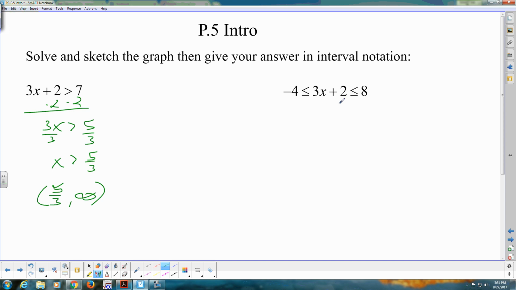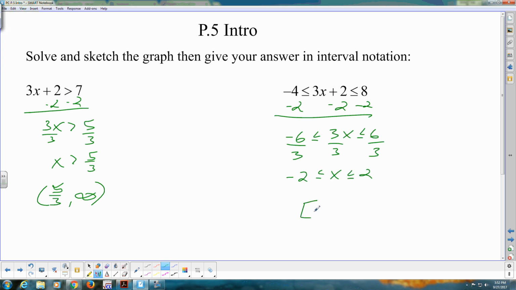When you have a double-sided inequality, you'd start by subtracting 2. So you'd have -6 less than or equal to 3x less than or equal to 6. Then divide everybody by 3. So you'd have -2 less than or equal to x less than or equal to 2. And so that would be -2, 2, both in brackets.